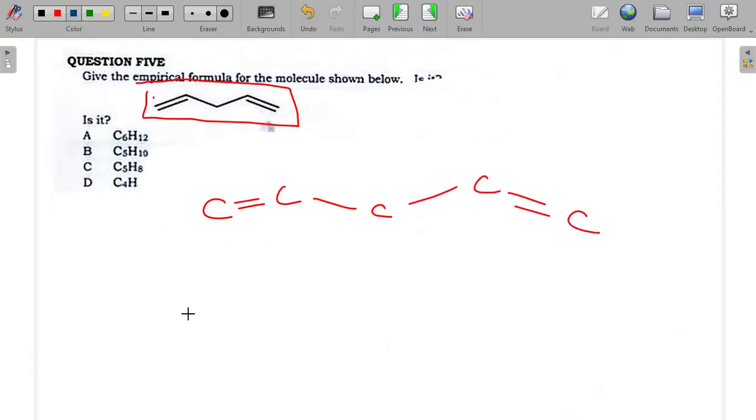Okay, so at each of these carbons, we are going to add hydrogens such that each carbon has 4 bonds. So this one has 1 there, this one has 2, this one has 2 like that, and then this one will have 1 like that. Making sure that each carbon has four bonds attached to it.